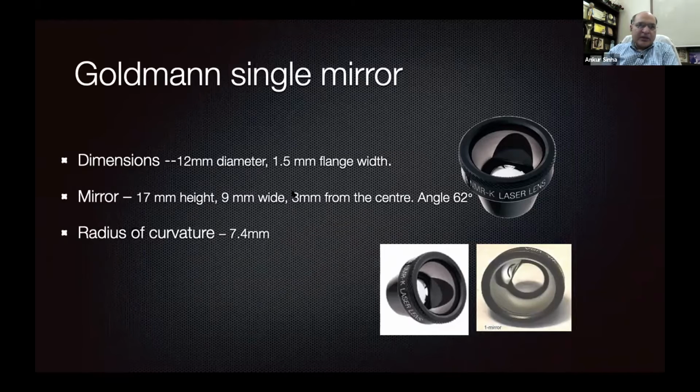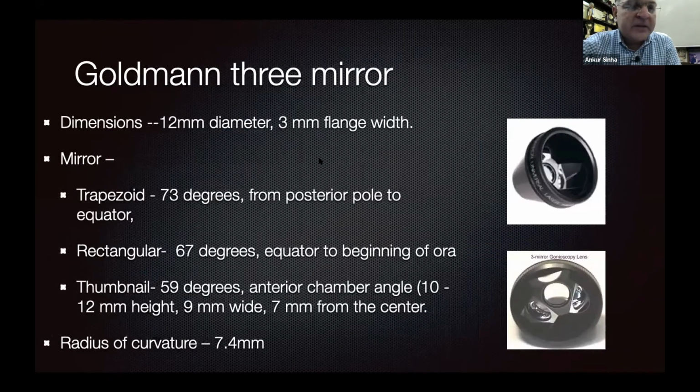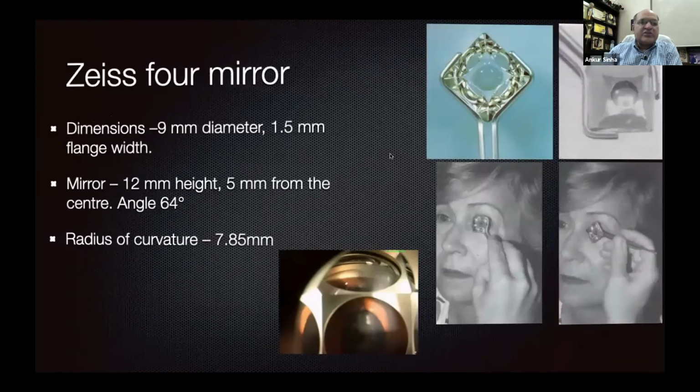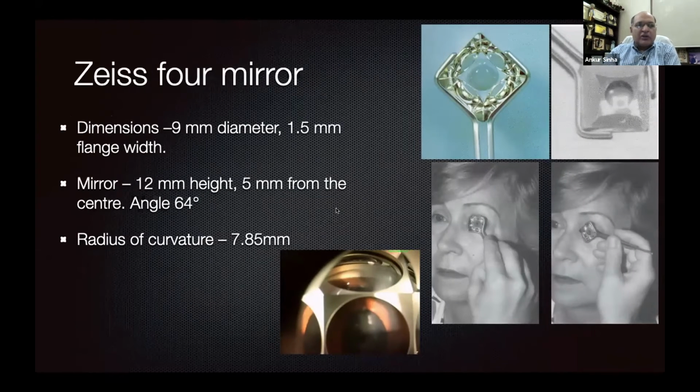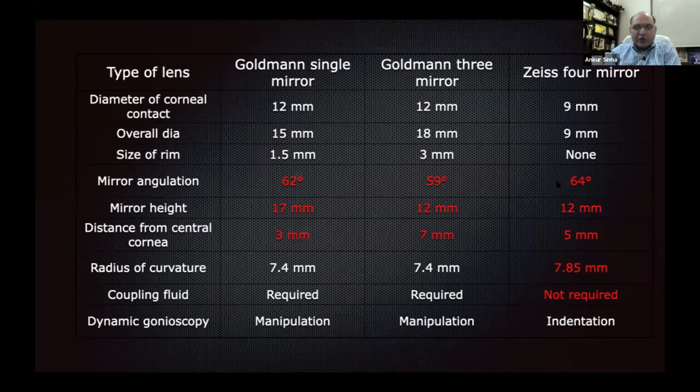Now these are the specifications of the Goldmann single mirror, the specifications of the Goldmann 3 mirror, and then we have the specifications of the Zeiss 4 mirror. They can all be found in the book, and I won't go into the detail. So this is the comparison of single mirror, 3 mirror, and Zeiss 4 mirror, which are commonly used for gonioscopy. So here we note that the mirror height is maximum in the Goldmann single mirror. Also, the distance from the central cornea is minimum for the Goldmann single mirror.